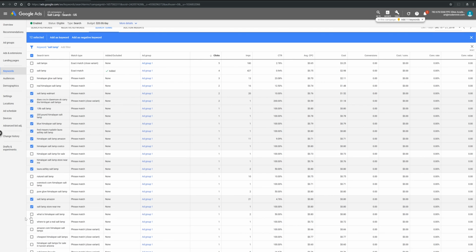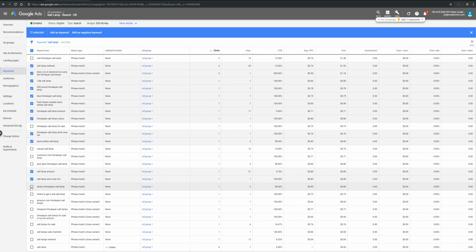That's a negative keyword. What is Himalayan salt lamp? They're not indicating any real need to buy it. They're just curious, what is a Himalayan salt lamp? Maybe they might want to buy it. But for the majority, I would probably add this as a negative keyword, just because it's kind of a what if, and I don't really like dealing with what ifs too much.